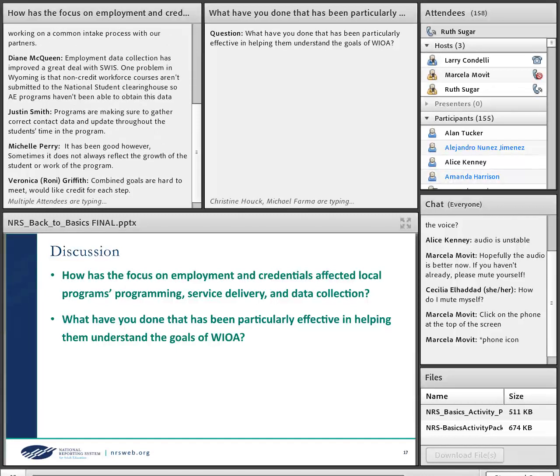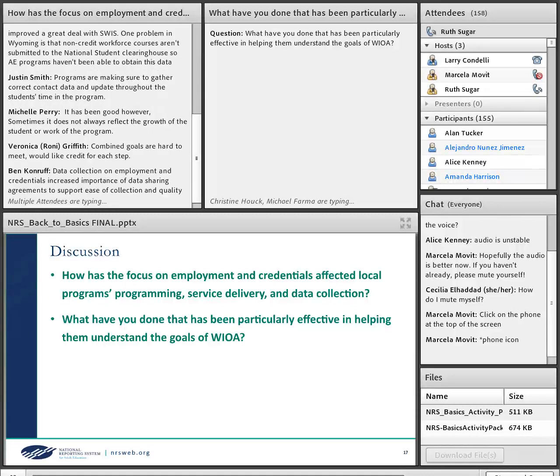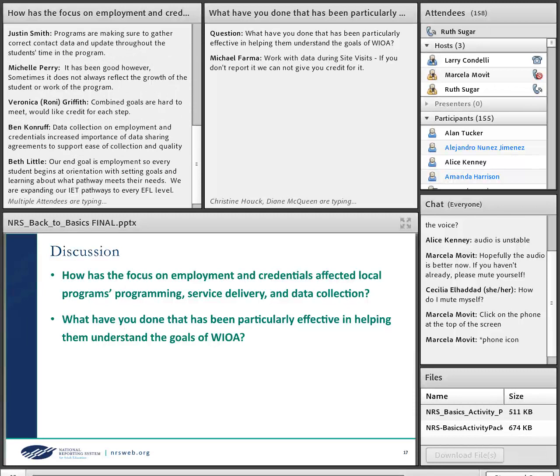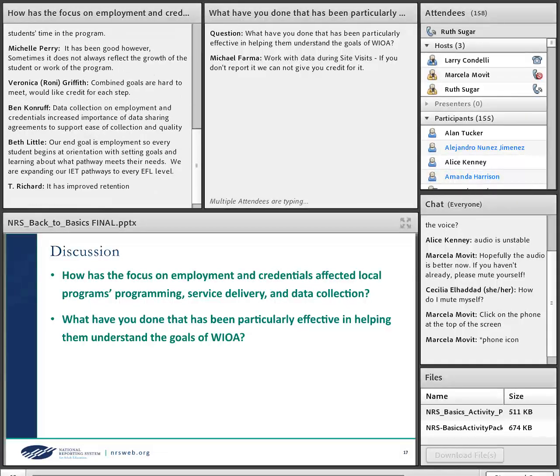Employment data collection has improved a great deal. Okay. One problem, though, is Wyoming is a non-workforce state, and courses aren't submitted to the National Student Clearinghouse. Okay. We have some other comments. Programs are making sure to gather correct contact information. That's great, so they can follow up more easily.